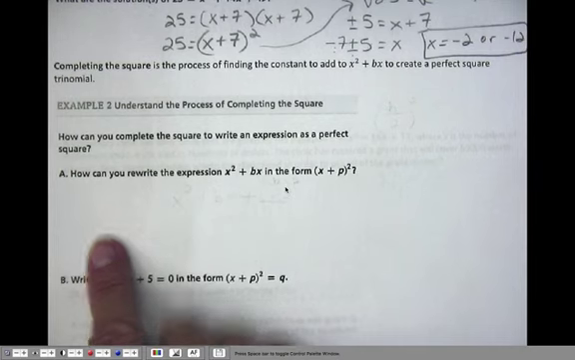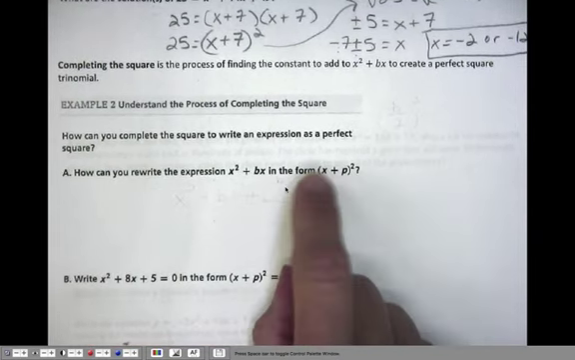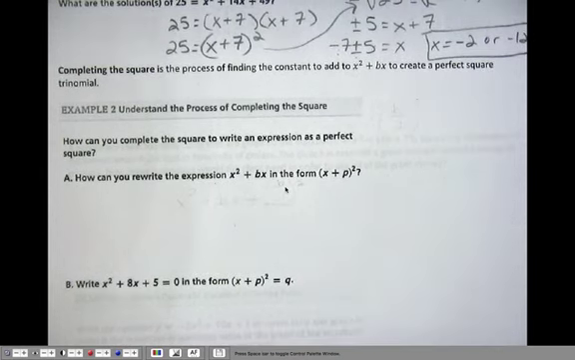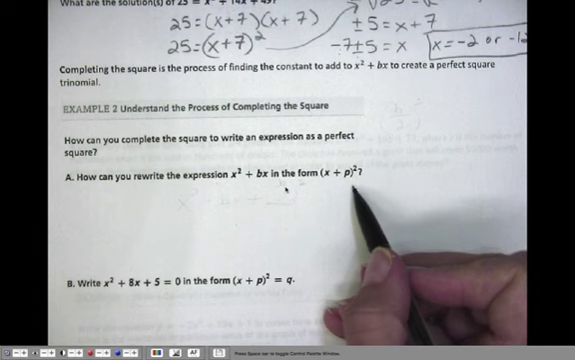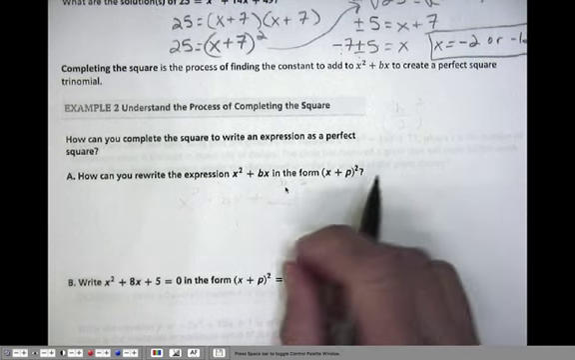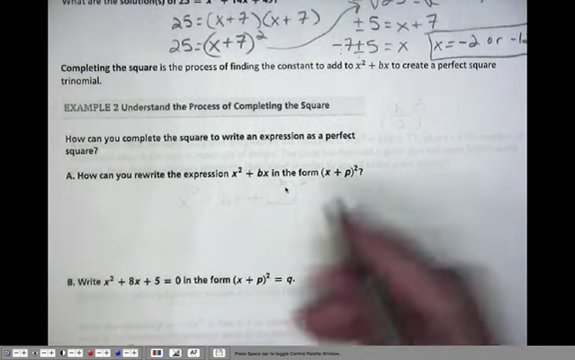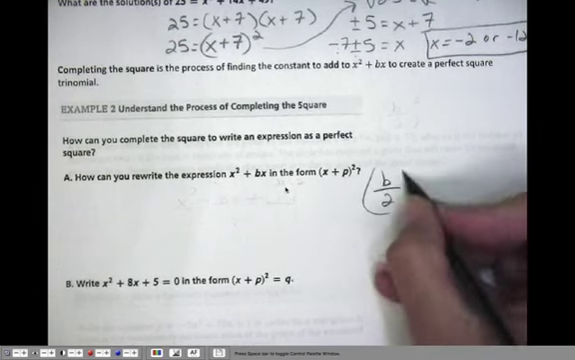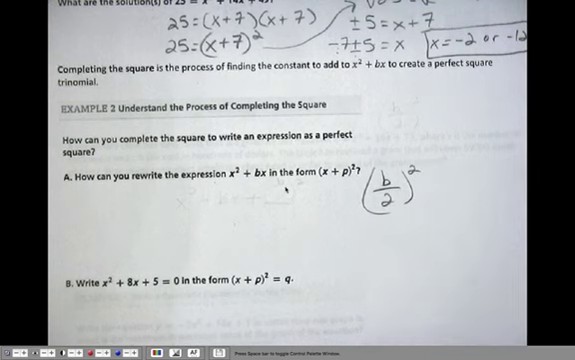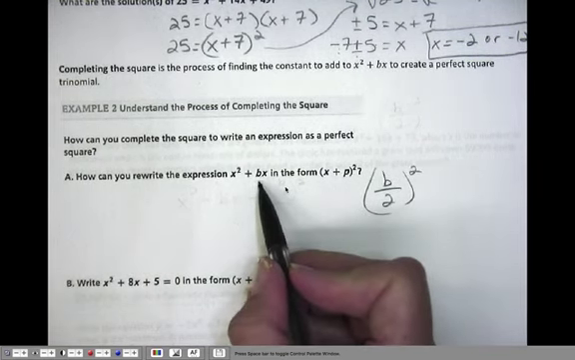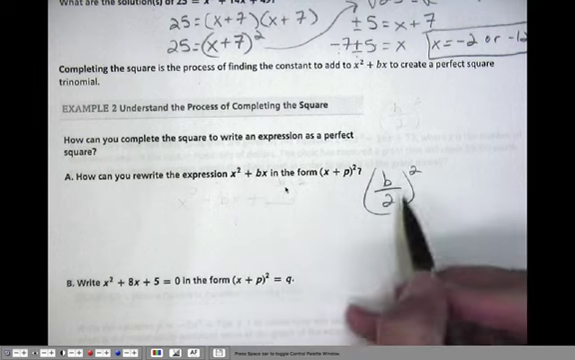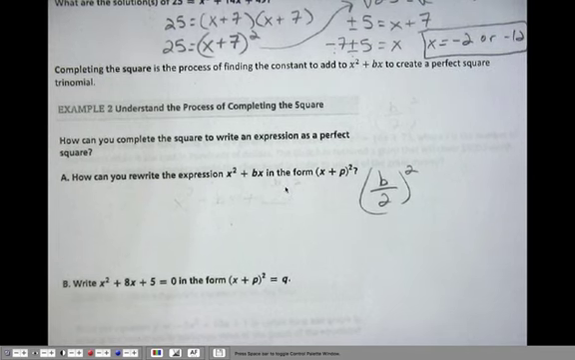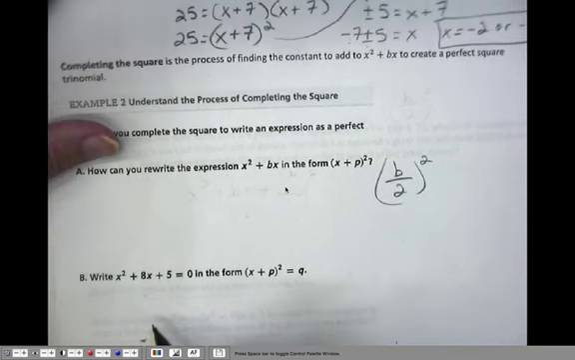For example 2, part A, this is kind of an oopsie, my including this, because what I'm really doing here is I'm not going to end up being able to rewrite it like this. But in this example, if you already took the notes using Savas, you would see that the magic number that I need to add on is always going to be b divided by 2 squared. So whatever this number is, I divide it by 2 and square it, and then I'd be able to rewrite the expression as a binomial squared. So we're going to apply that here.